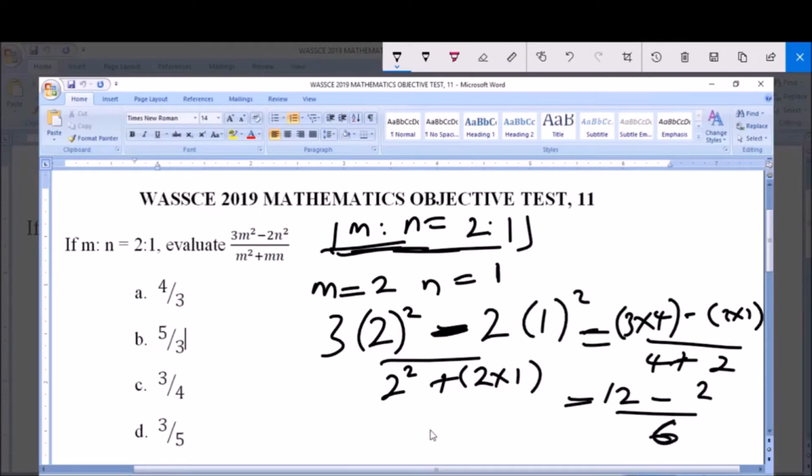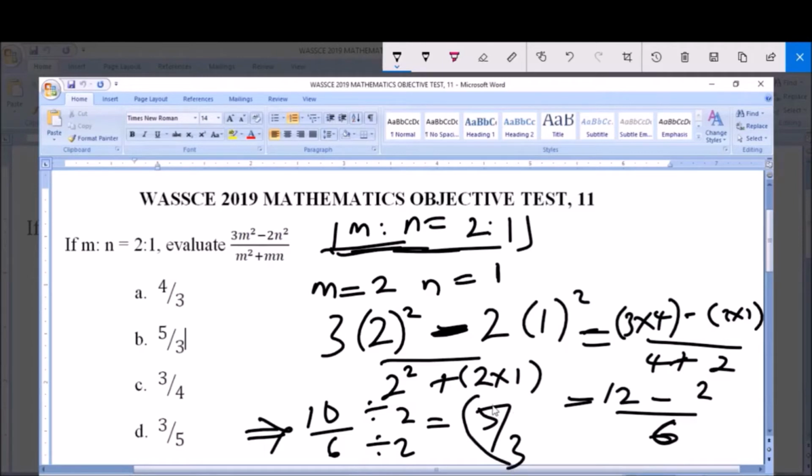Now 12 minus 2 will give us 10 divided by 6. Now we can actually find the common factors. Divide by a common factor, which is 2. Now if you simplify, you have 5 over 3. Now 5 over 3 is the answer to this particular question, and that's the same thing as option B, 5 over 3.